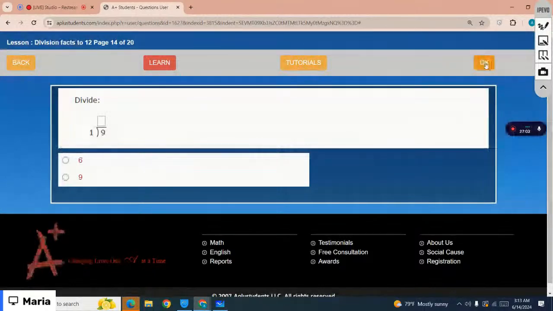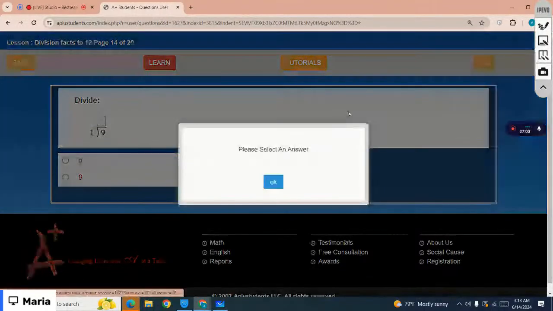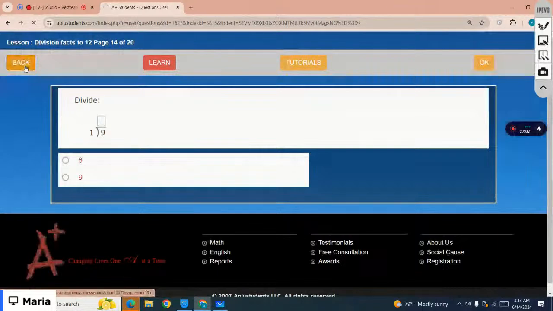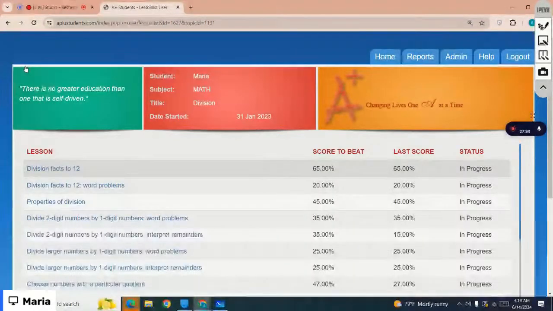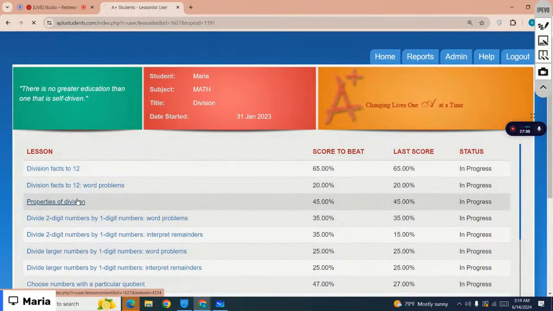Okay, you can complete the lesson by yourself later today. Let me move on to the next lesson. The lesson is properties of division. Let's start with the next lesson.